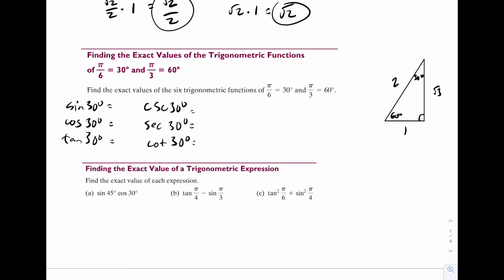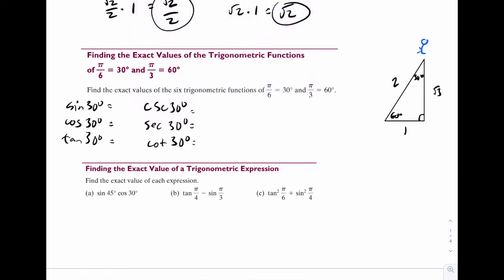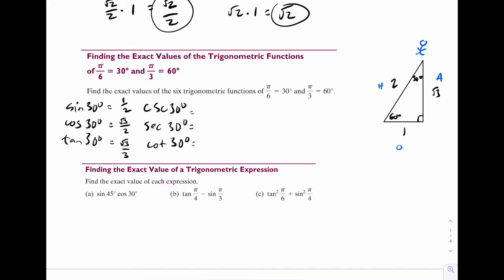Let's figure that out. So sine 30, draw your stick man at the 30. This is O, H, and A. Let's figure everything out. So sine 30, that's 1 over 2. Cosine 30 is root 3 over 2. Tan 30 is root 3 over 3. To get the other ones, take the reciprocal. So 2 root 3 over 3, and root 3. And we're done. Now let's do the 60.